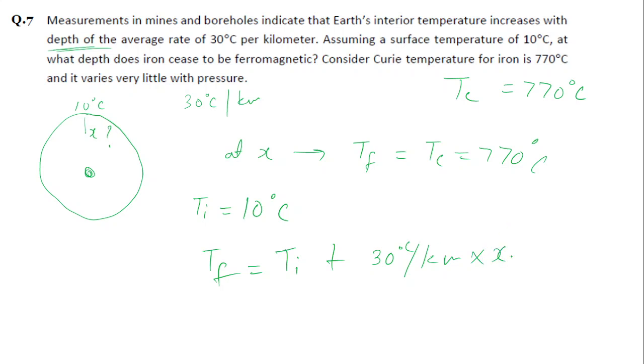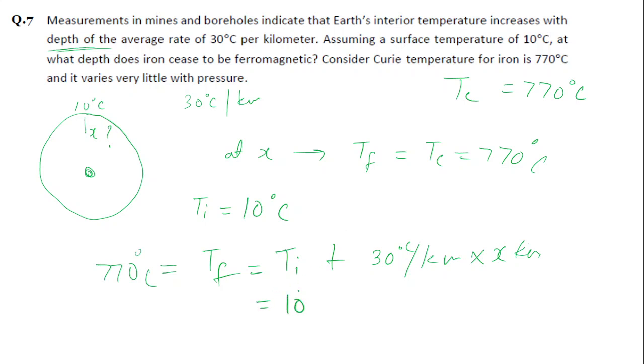After x distance, plus the initial, because initial is not 0, it is 10 degrees centigrade. The rate of increase of temperature is 30 degrees centigrade per kilometer. So after x kilometers, the final temperature will be Ti plus 30 degrees centigrade per kilometer multiplied by x kilometer, and that will be equal to 770. I hope this equation is clear. If you have doubt, I can explain this again.